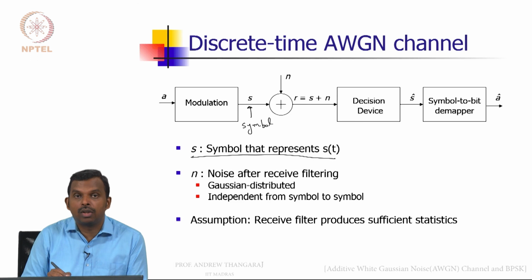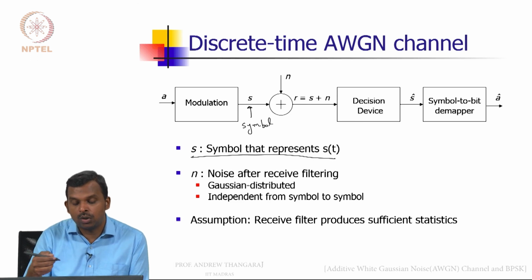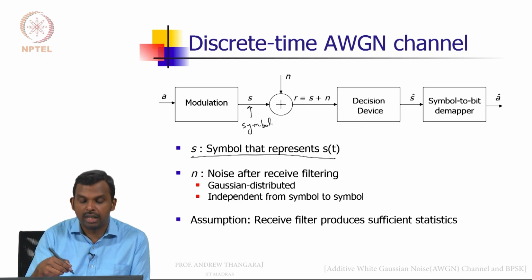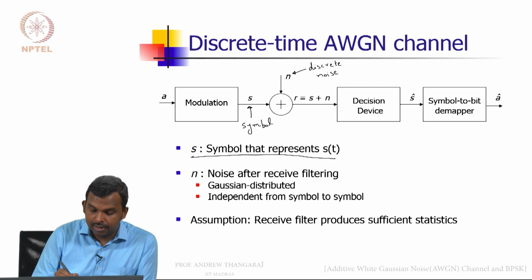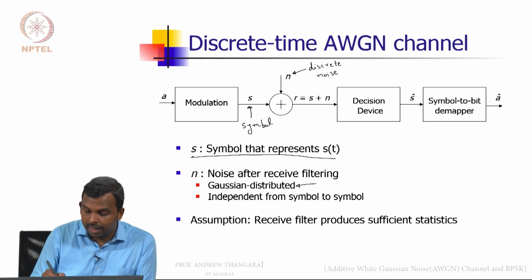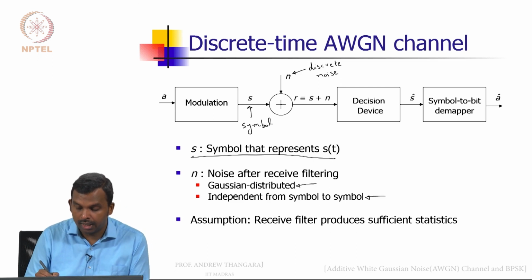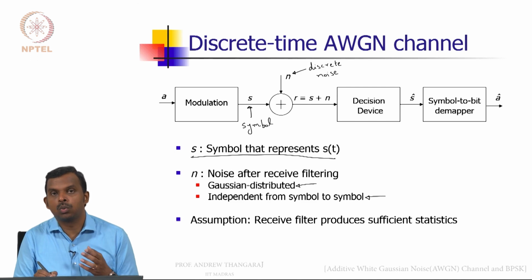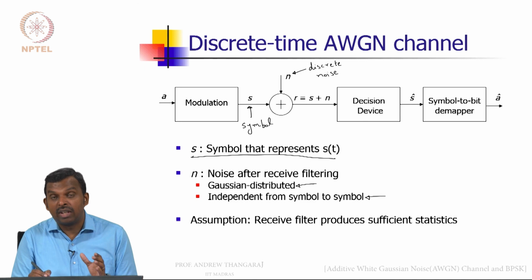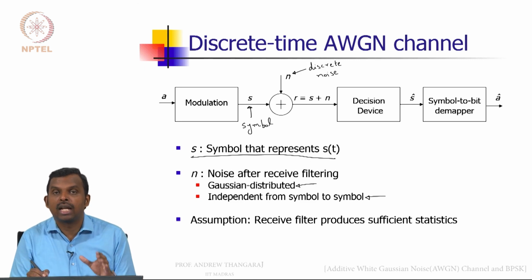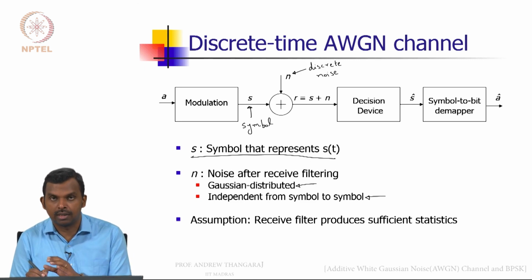And instead of a noise signal n of t adding to the signal S of t, we can have a discrete version of the noise. Okay. So, you have a discrete noise version, and like mentioned here, it is Gaussian distributed and it is independent from symbol to symbol. Okay. So, these are things that you can prove by carefully looking at the model. Okay. So, at the end of the day, we have a really simple model for the entire digital communication process.